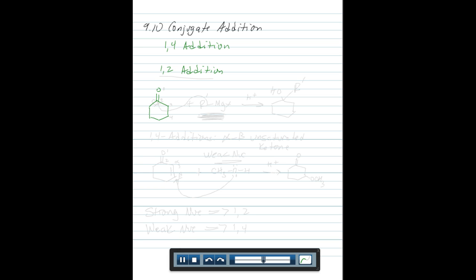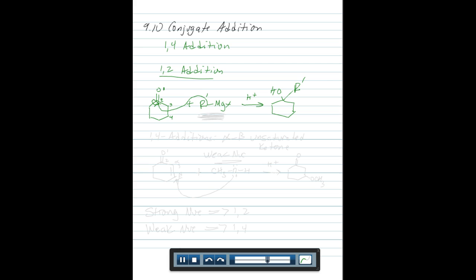The way you count this, so this 1,2, 1,4 has nothing to do with how you name something. Basically, the 1 is always your oxygen. Then the carbon next to that is the 2, and then the carbon next to that is the 3, and then the carbon next to that is the 4. We have been doing 1,2 additions. So if I were to add a Grignard to this, these do 1,2 additions. It adds to the second atom in our numbering system. Again, let's make that a prime. All right, it adds to this carbon. This Grignard adds to carbon 2.